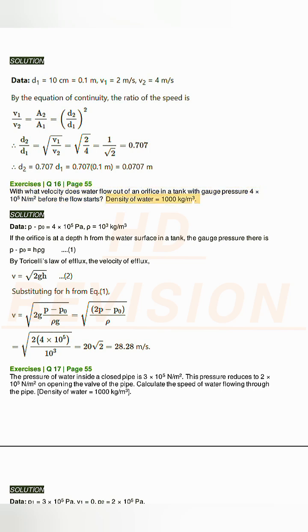Density of water equals 1000 kg per cubic meter. Solution. Data. P0 equals 4 times 10^5 pascals, rho equals 10^3 kg per cubic meter. If the orifice is at a depth h from the water surface in a tank, the gauge pressure there is P0 equals h rho g. By Torricelli's law of efflux, the velocity of efflux.